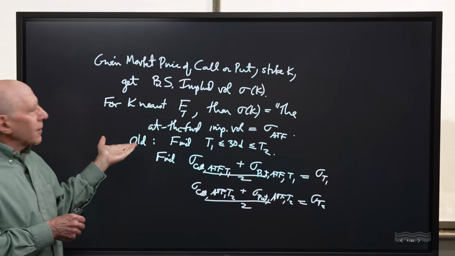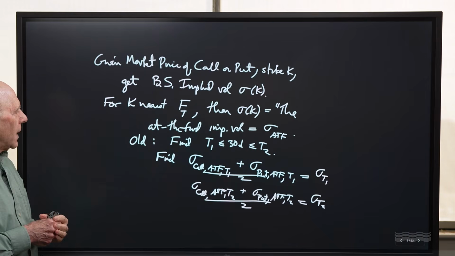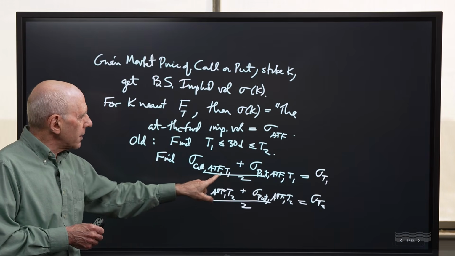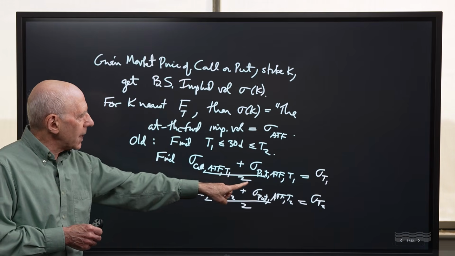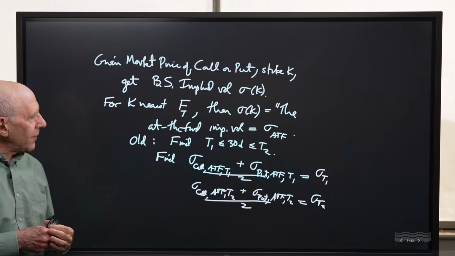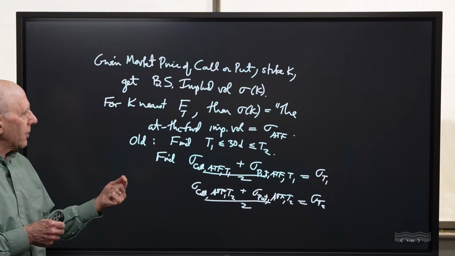k be the at-the-forward implied volatility. Now they're going to find that by calculating the call and the put volatility and dividing by 2. So that'll be the average of those two, which will be the implied volatility they use for that particular maturity.